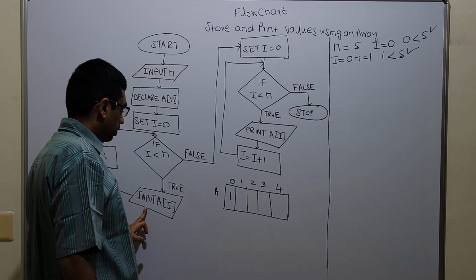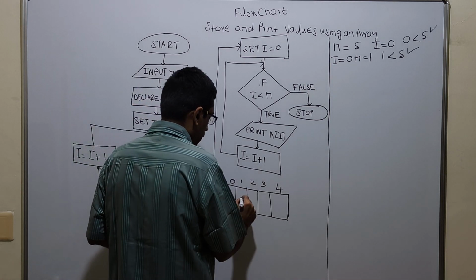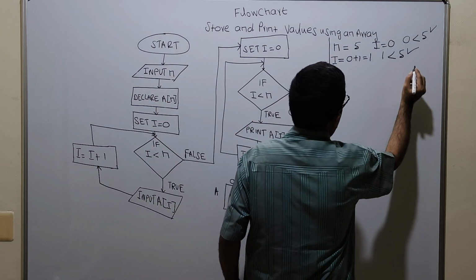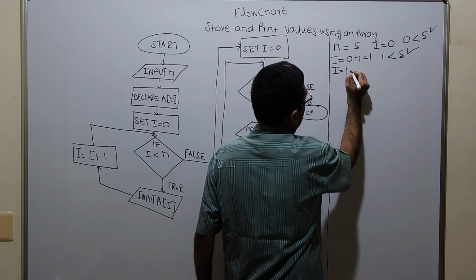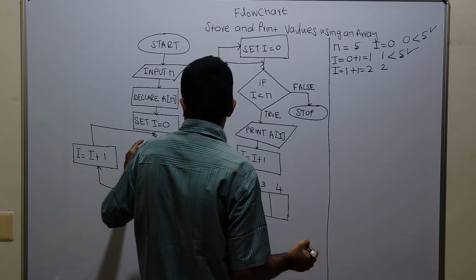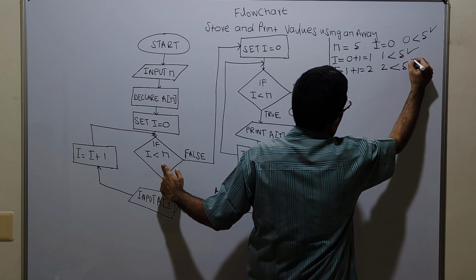Obtaining input a of 1. I value is 1. I am obtaining input for a of 1. A of 1, I am storing the value 2. I am incrementing I by 1. I equal to existing value of I equal to 1 plus 1, which is equal to 2. I am checking 2 less than n. 2 less than 5 is true.